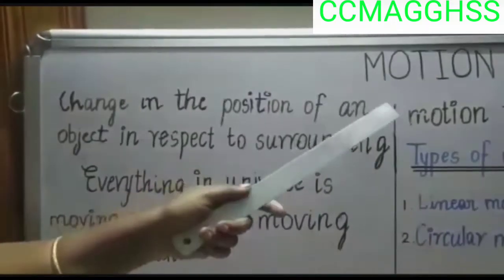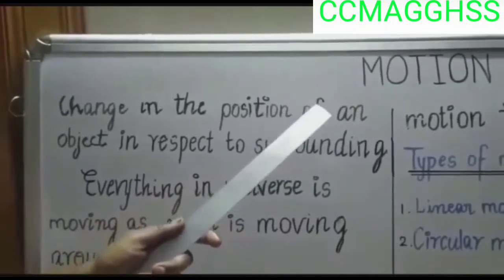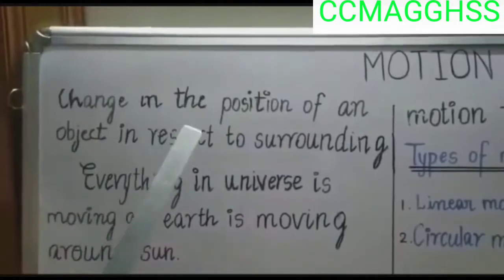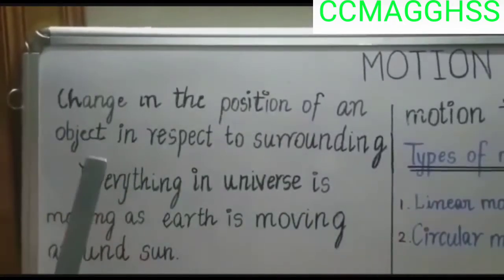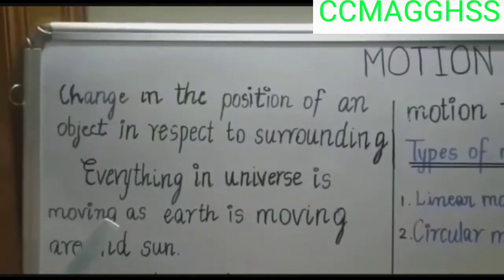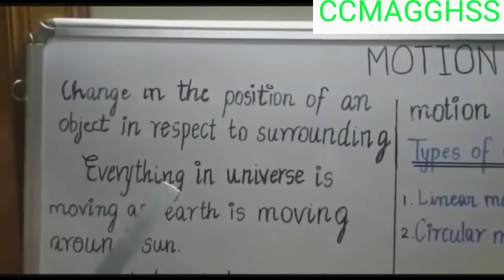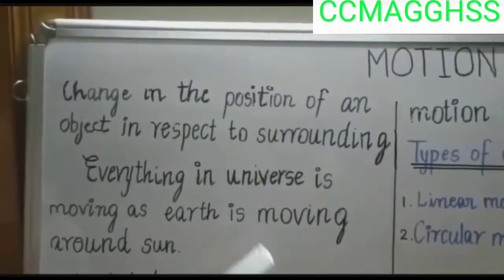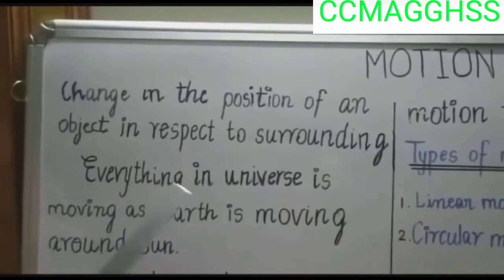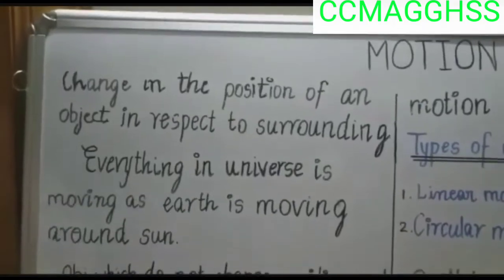So what is motion? Have you seen anything moving in this world? Yes, everything in this universe is in motion. Change in the position of an object with respect to the surroundings is called motion. In this universe, everything is moving because the earth is moving around the sun. Even if we see some objects at rest, they are moving because the universe is moving as the earth is moving around the sun.